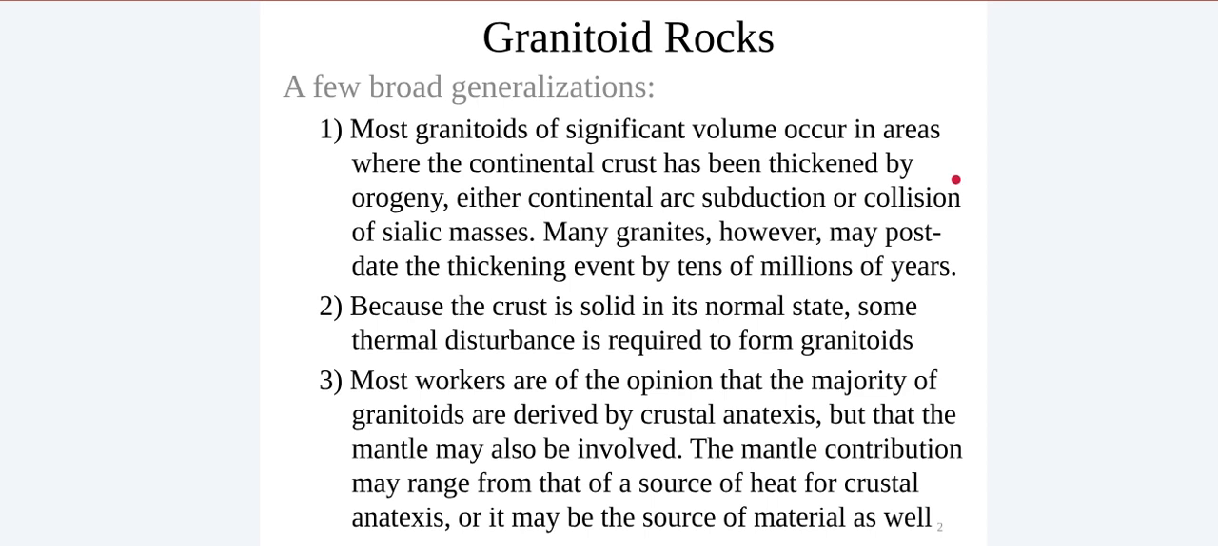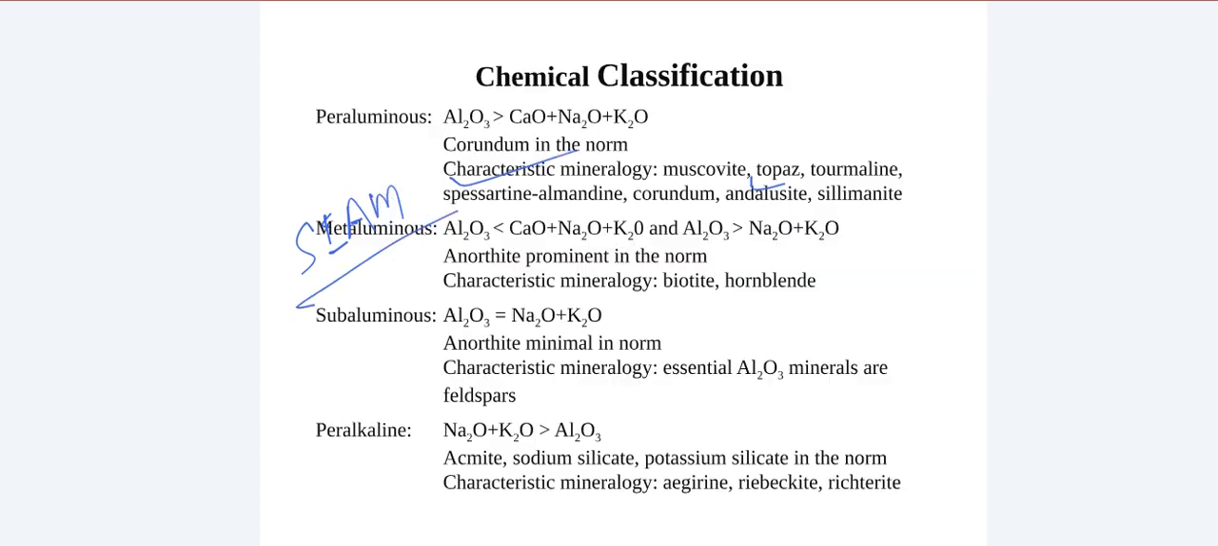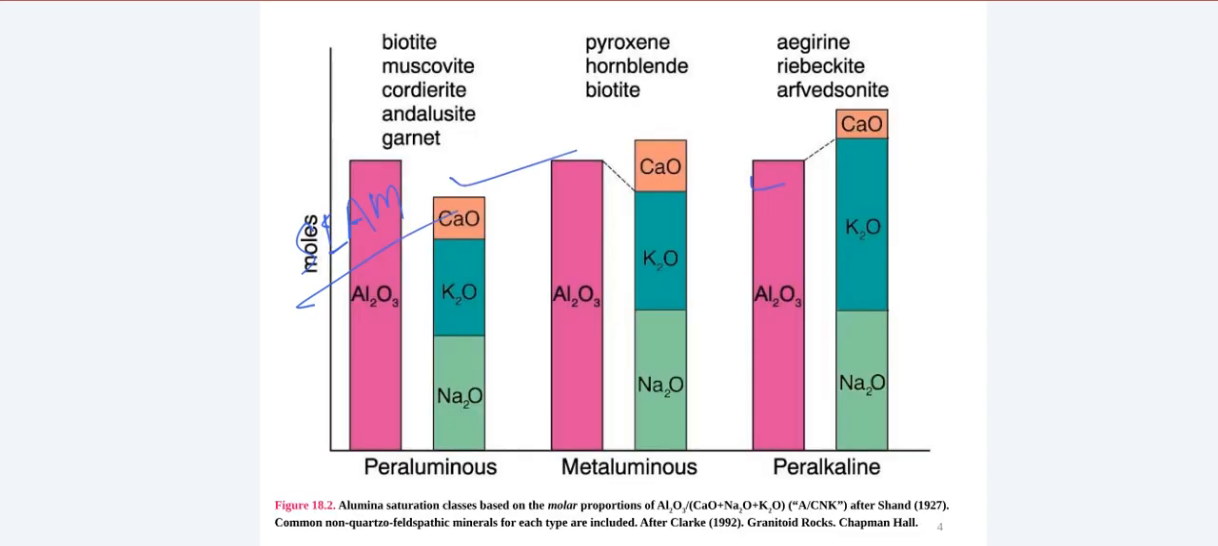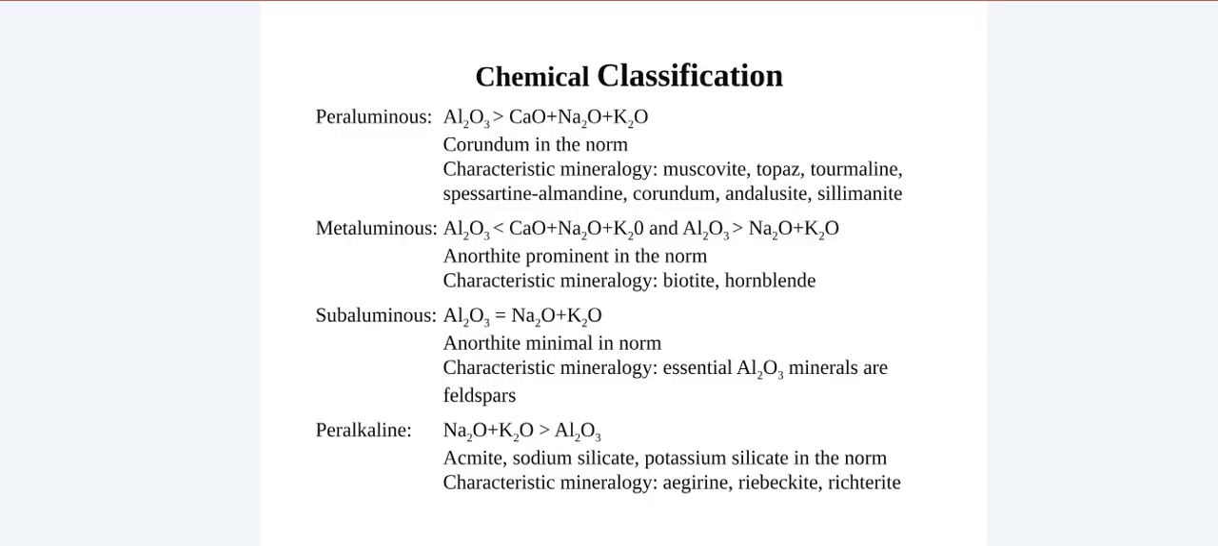Granitoids: most granitoids of significant volume occur in areas where continental crust has been thickened by orogeny. Subduction, I will read this thing. The SIAM classification, we will read this. So next, we can talk about the texture of granites.